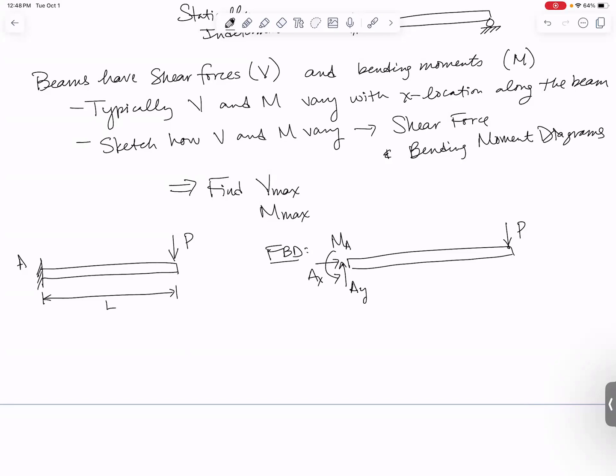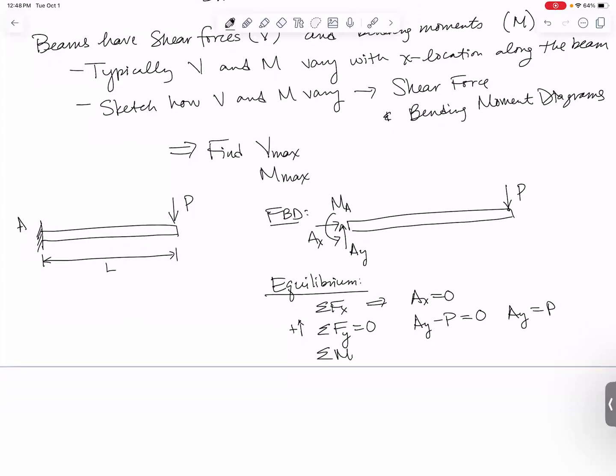If I use my equilibrium equations next, I can sum forces in the X direction, and I find out that AX is 0 because there are no other forces in the X direction. If I sum forces in the Y direction, those have got to equal 0. If up is positive, I get AY minus P equals 0. So AY is equal to P. And if I sum the moments about point A equal to 0, counterclockwise is positive, I get MA minus P times the total length is 0. And so my couple moment at A would be P times the length.